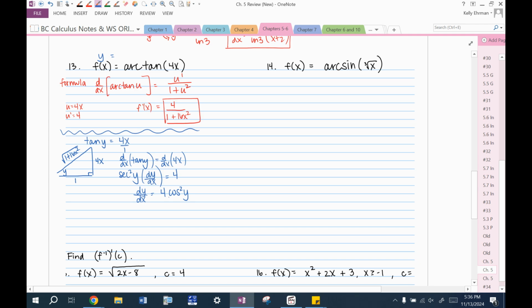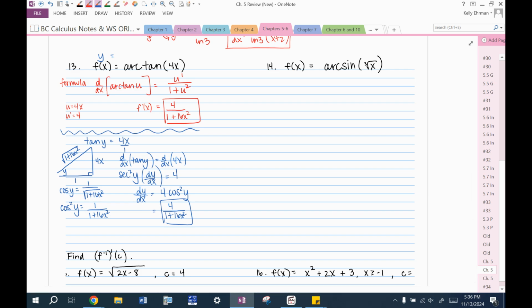And now you don't want to leave this in terms of y, so come over to your triangle. The reason this triangle exists, because you haven't used it yet, is because you can find the cosine of y. It's adjacent over hypotenuse. And we don't want cosine y, we want cosine squared y. So square 1, square the square root. And you will see how you got 4 here times 1 over 1 plus 16x squared. Same exact answer as I got before, a lot more work.